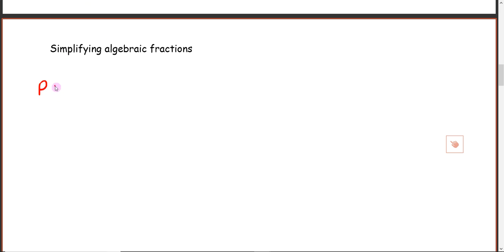So we're looking at page 376. We're talking about algebraic fractions. But first off, let's just check that we know how to do normal fractions. Okay. So, let's do 2/3 multiplied by 5/4. We all know how to do that?